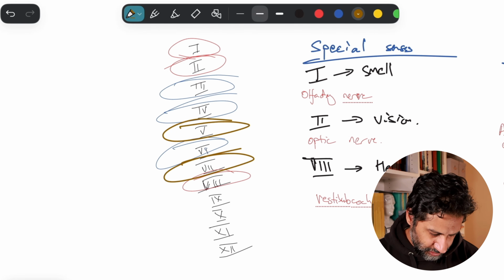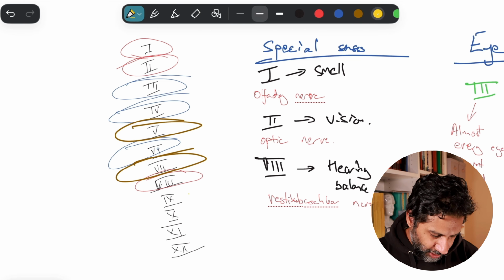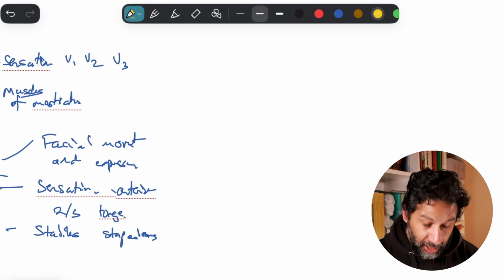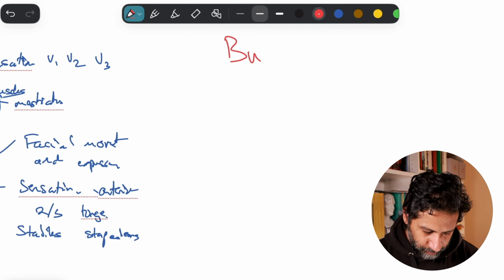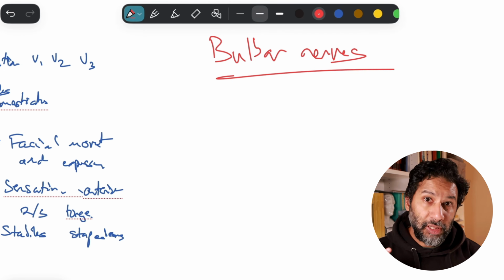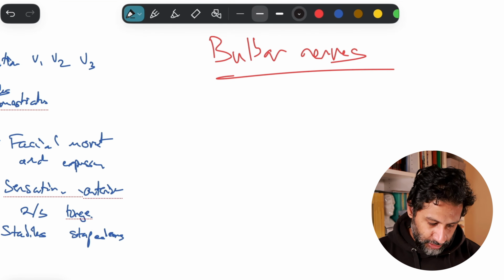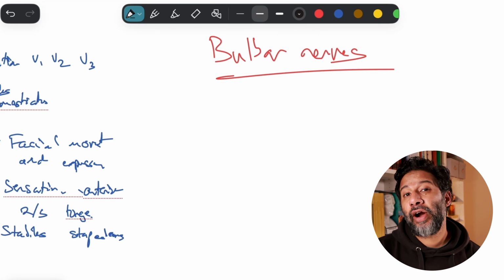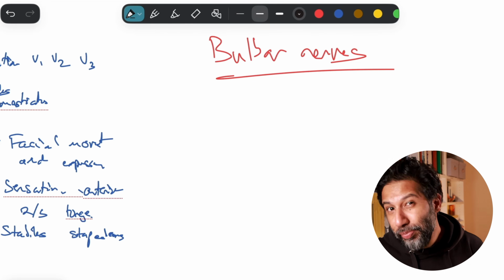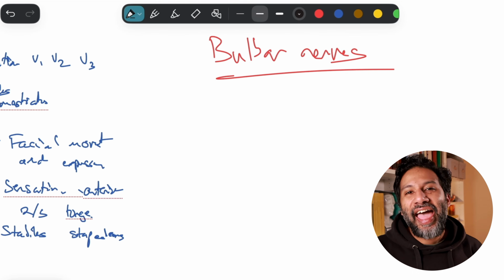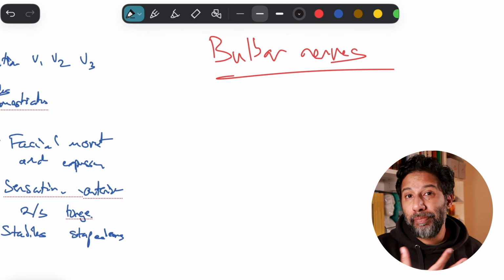Face, face. And that brings us to the very bottom here. And so these are kind of, in my mind, all grouped together, and these are called the bulbar nerves. So what the bulbar nerves do essentially is they all come out of the lower aspect of the brainstem, the medulla. Kind of looks like a tulip bulb, I think. And so for that reason, it's called the bulbar region.